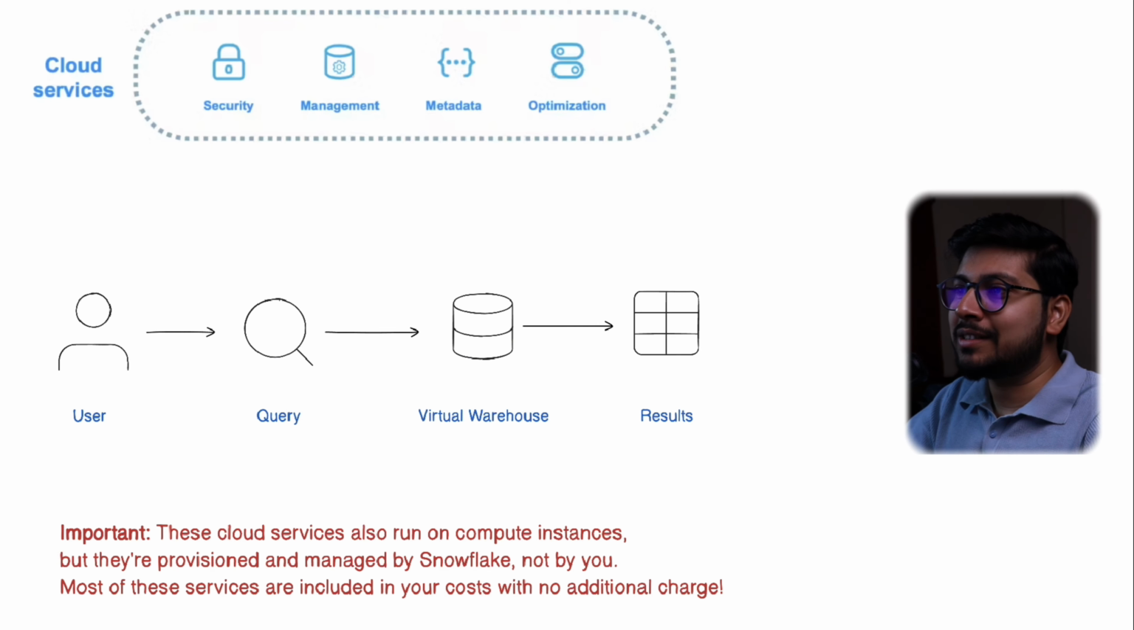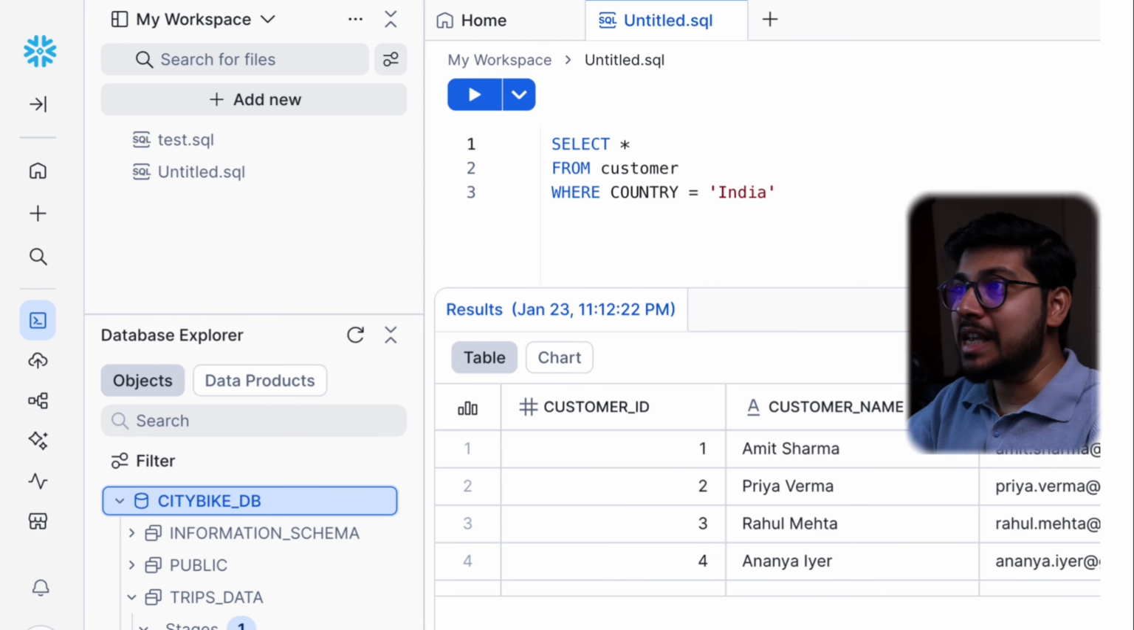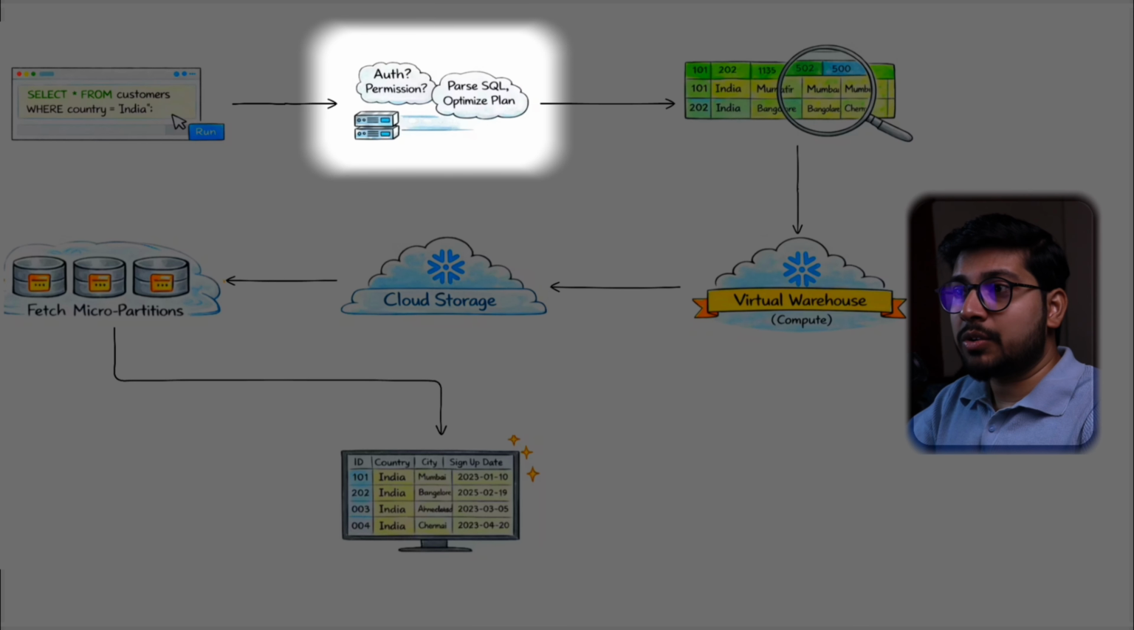Now let me show you how these three layers work together with a real example. Let's walk through a complete example to see how these three layers interact. Right now we are in Snowsight. This is Snowflake's web interface. We are going to talk more about this in our next lecture. And here we are writing a query: select star from customer where country equals India. The query hits the cloud services layer first.